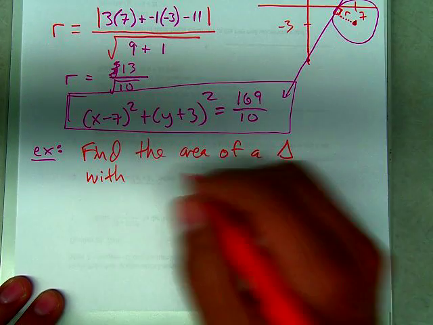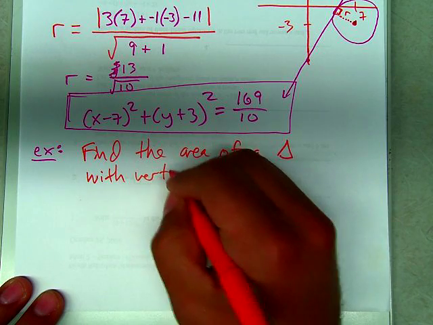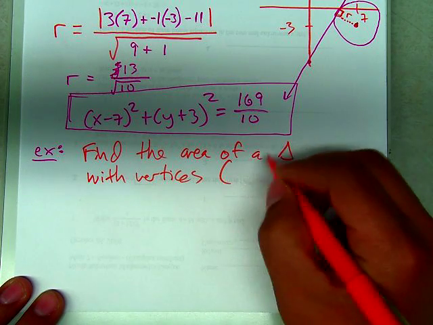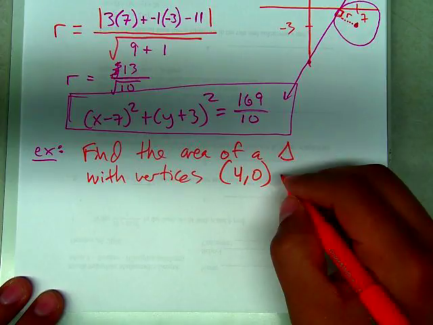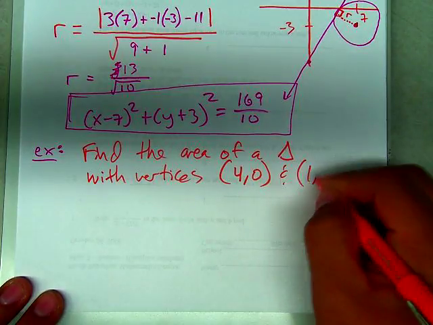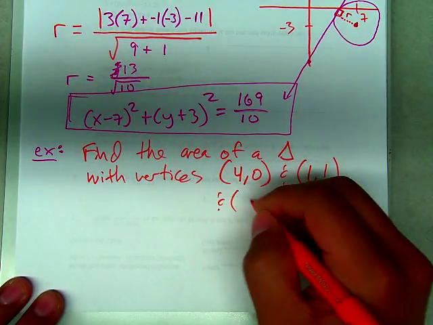Find the area of a triangle with vertices at 4, 0, 1, 1, and 2, negative 5.